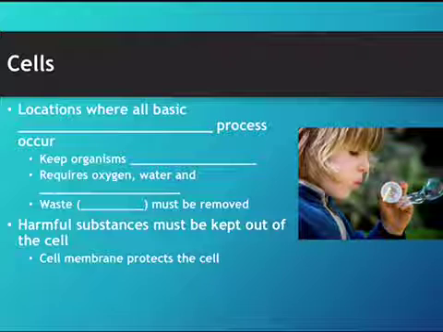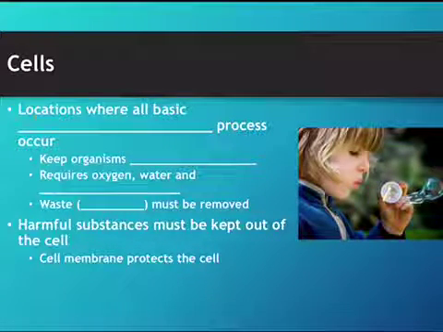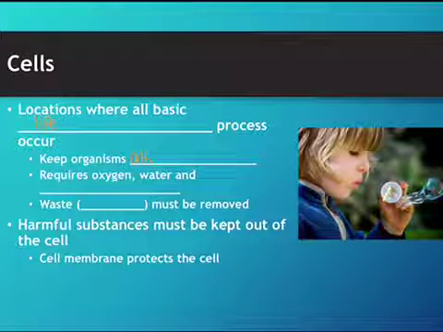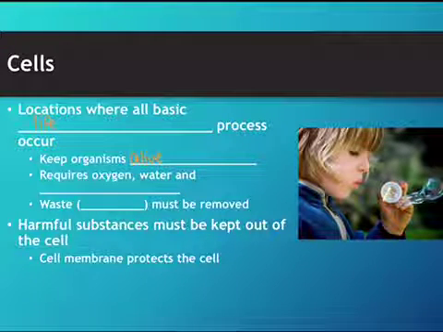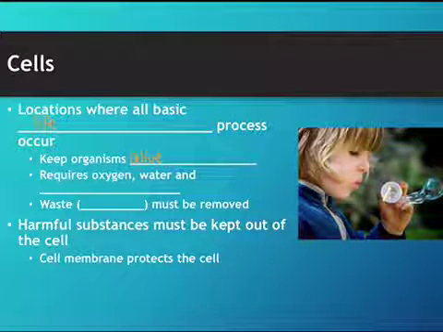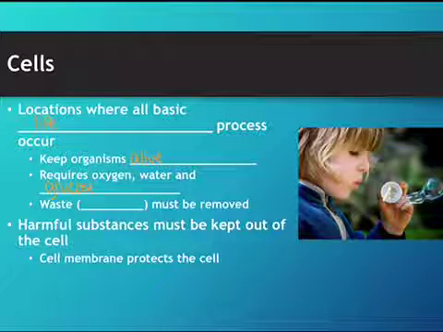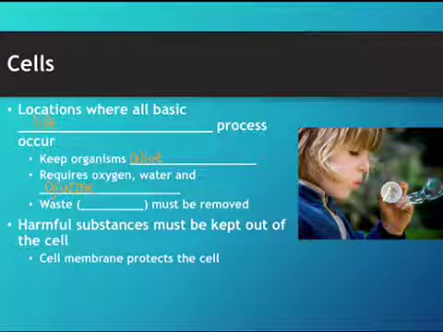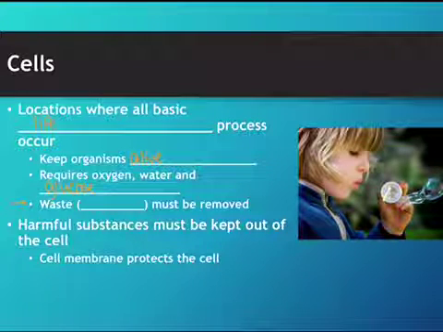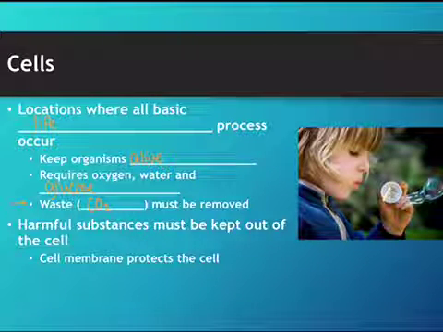So just as a refresher about cells, cells are the locations where all basic life processes occur, and these life processes keep the organisms alive. In order for most of these processes to occur, they require either oxygen, water, or glucose, or a combination of those three. So those are what cells need, but what cells don't need is the waste products. And the main waste product is carbon dioxide, and cells need to get rid of that.